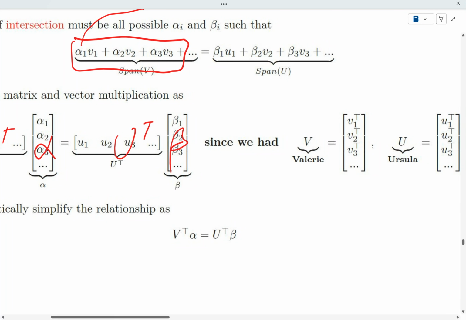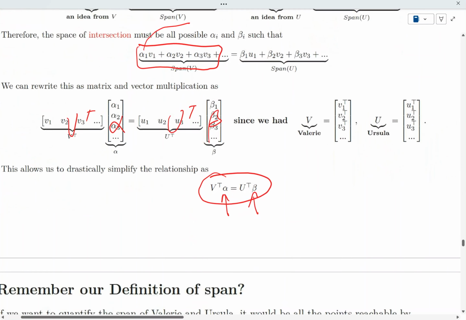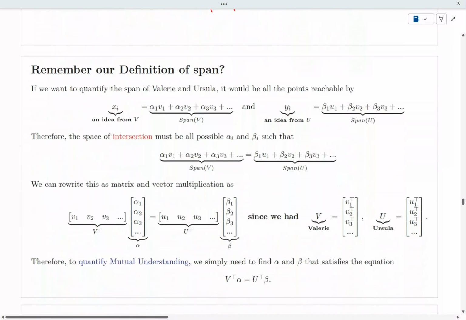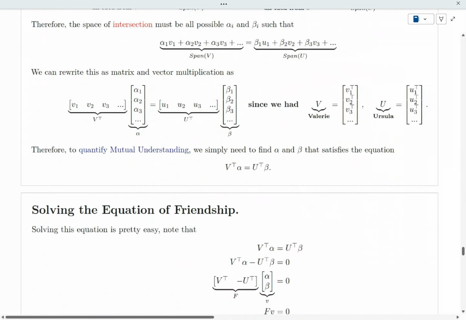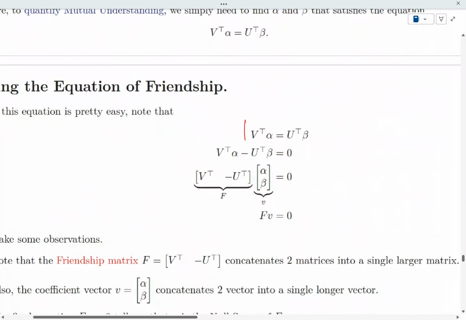The key is we need to know what the vectors alpha and beta are. What are the alpha and betas such that they coincide in the same space? And finding this is pretty easy, right? So I told you that this is the equation. This is the space that coincides with each other. This means that we can move this over here, right? So this now is equal to 0.